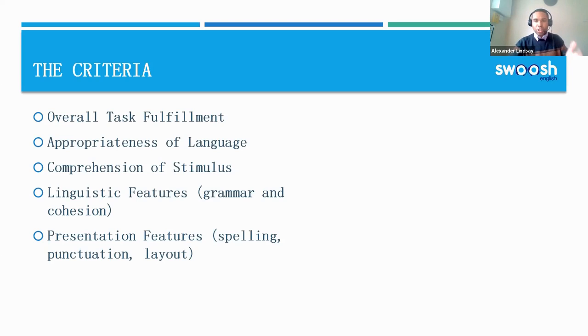Linguistic features, a lot of people mention this: the grammar, the cohesion, the syntax in terms of word order. Did you use the correct tense? Did you use articles correctly? These are the things which come up so often in writing, and these all come under linguistic features. And finally, we have the presentation features, which relate to spelling, punctuation, and layout.